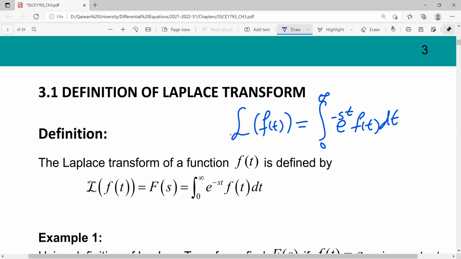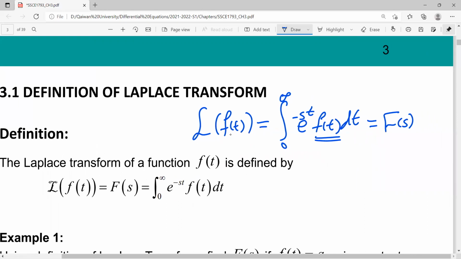That means here we just change f of t. For finding the Laplace of any function, we say it is the integration of e to the power minus st multiplying by the function from 0 to infinity. It's denoted by capital F of s. After taking this integration, we get a function of s. In the function, we have only s.